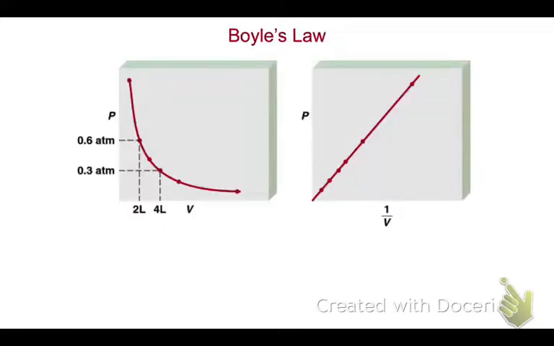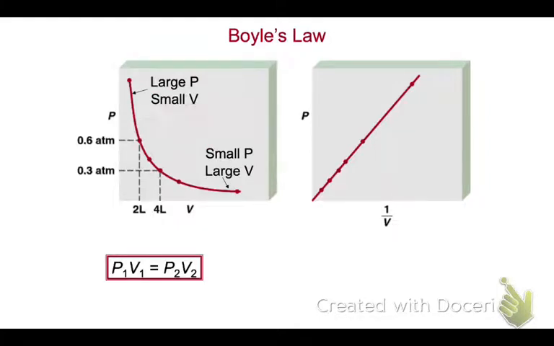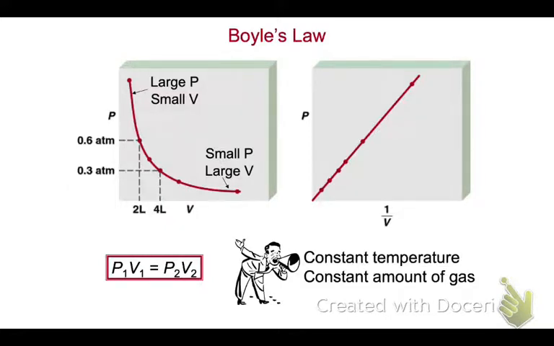Now, as you can see, what happens here, when the pressure goes down, the volume goes up, right? That is an inverse relationship between the pressure and the volume. And that means there is a linear relationship between the pressure and 1 over volume. And that is Boyle's law. So the way we express Boyle's law again, P1 V1 equals P2 V2 as long as the temperature is constant and the amount of gas is constant.